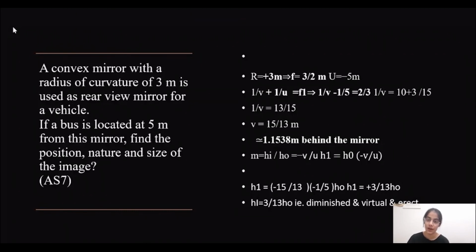So, what you have to say is that the object will form an erect, virtual and diminished image which will have a magnification of 3 by 13 times the height of the object. That is all for this question. Let us now go to the next one.